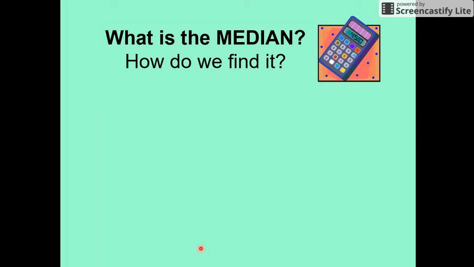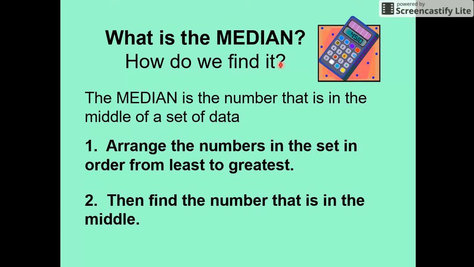Now we look at the median. Now median, look, you can see medium. Median always sits in the middle, and this is what a median is about. The median is the number in the middle of a set of data. Arrange the numbers in the set in order from least to greatest. So that's the first thing you do. You take all your numbers, you put them from the smallest to the biggest. Then find the number that's sitting smack bang in the middle.